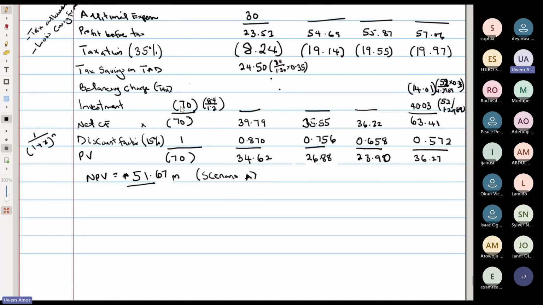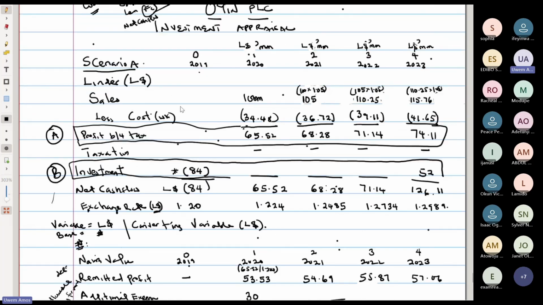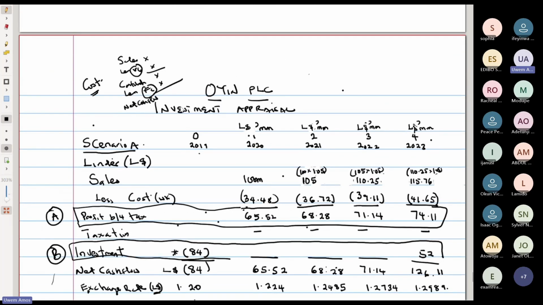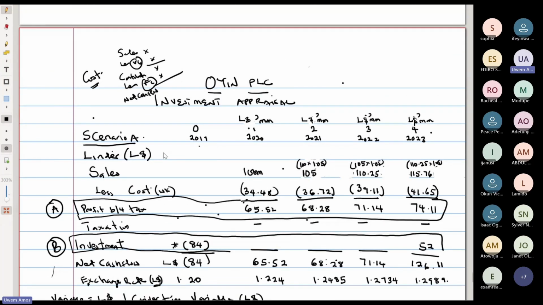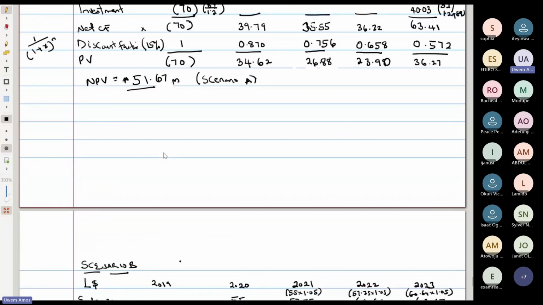The next item we have, just like in scenario A, is our cost. Basically the same thing as we're given. So we less our cost.